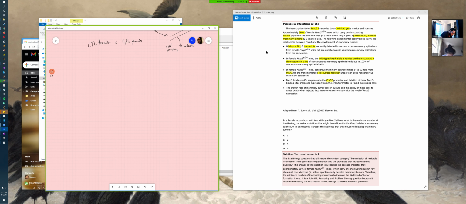Let me see what I can do. I'll do like 60% of, I don't know, my pen's acting up. Okay. Of FOXP3, SPF slash plus.